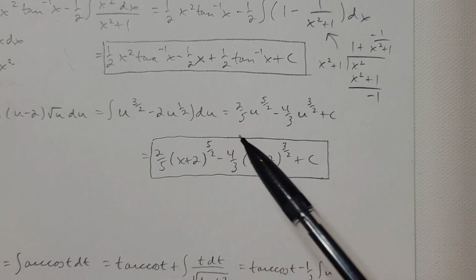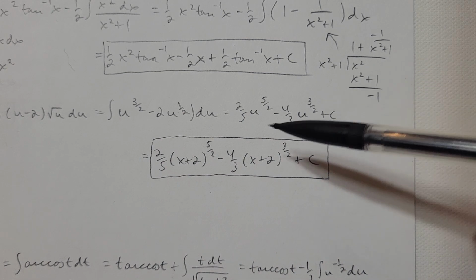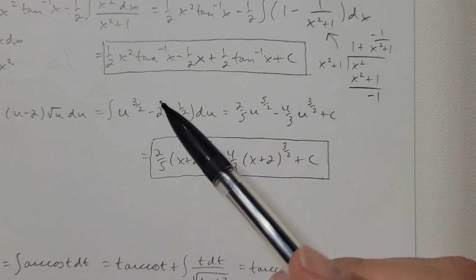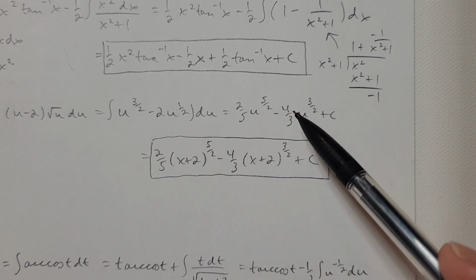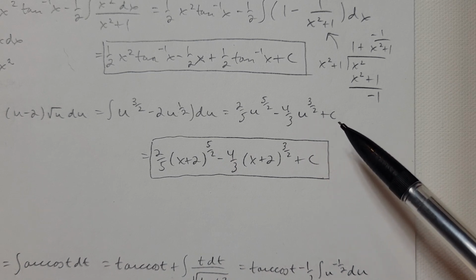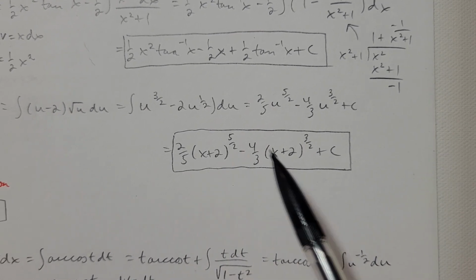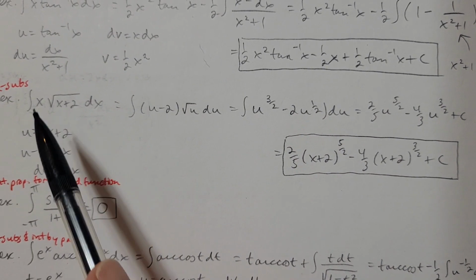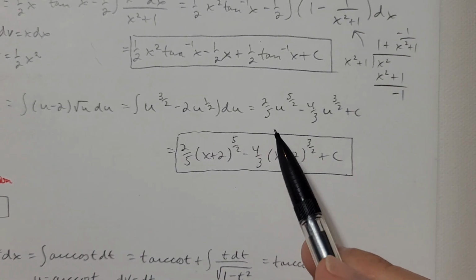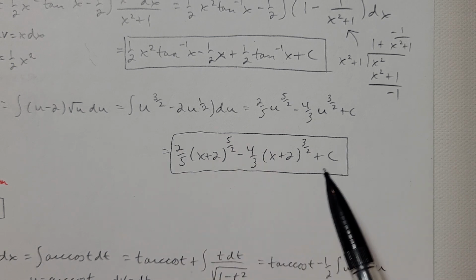Add 1 to the power, divided by the new power, so we've got u to the 5/2 times 2/5, minus u to the 1/2 plus 1 is 3/2, times 2/3 times 2, that'd be 4/3, so minus 4/3 u to the 3/2 plus a constant. The last thing that I want to do here is get my answer in terms of x. The original integral was in terms of x, so u is x plus 2. So where I see u, I'll replace that with x plus 2. And this here would be my answer then.